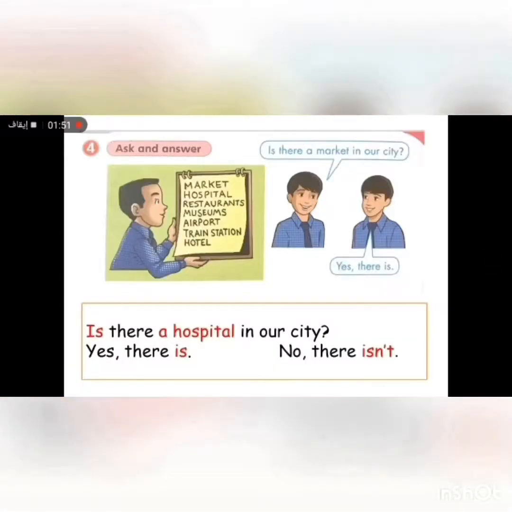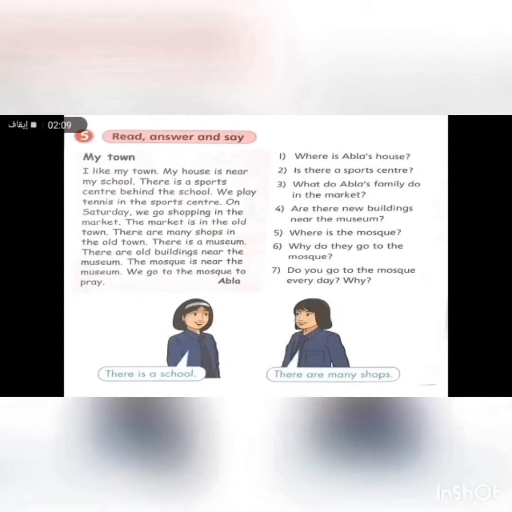Ask and answer. Here we will make questions using is there or are there, according to the words they ask us for. We pay attention to whether it is singular or plural. For example, Is there a hospital in our city? My answer is: Yes, there is, or no, there isn't. Okay? Read and answer the questions.